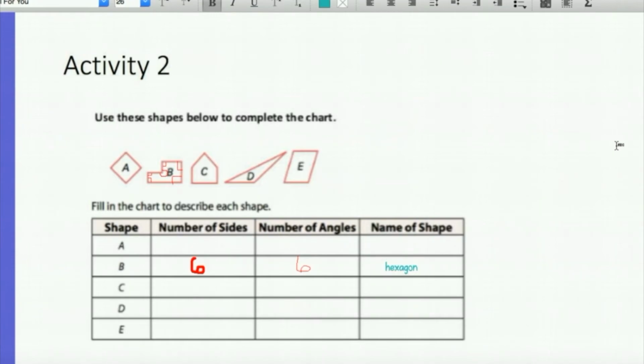Okay, so then let's look at the next one. You should probably be able to get C, counting those sides and those angles and filling out this table. D, doing the same thing, and E. Don't forget to go back to A.